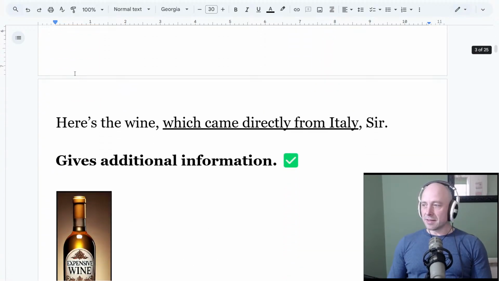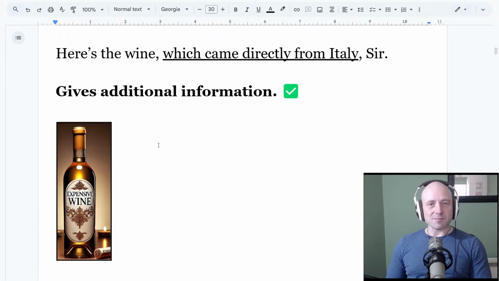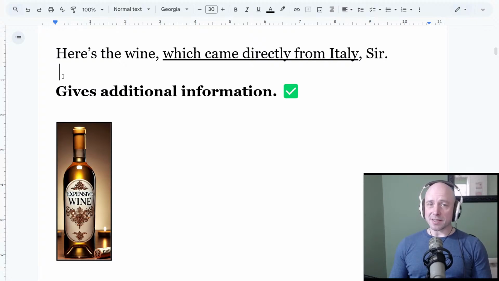Now, we could say this. We could give some additional information. Here's the wine, which came directly from Italy, sir. Notice this is additional information we are adding to the previous sentence. Previously, we said, here's the wine. And now we're saying, here's the wine, which came directly from Italy, sir.